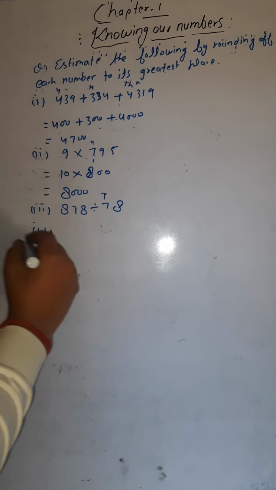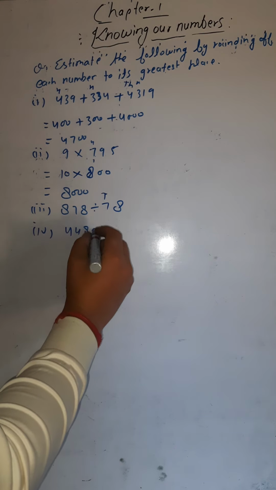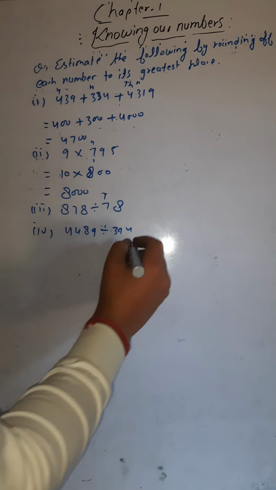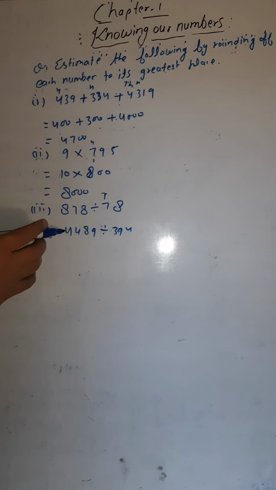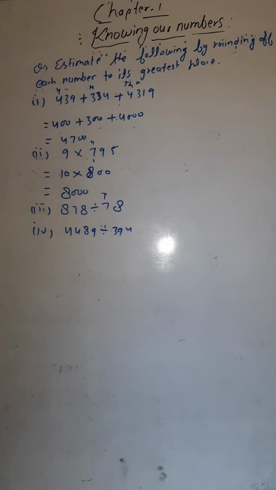Question number 4: 4489 divided by 394. Here you would round it to its nearest 1000 and this one to its nearest 100. So this is how you would solve the question.